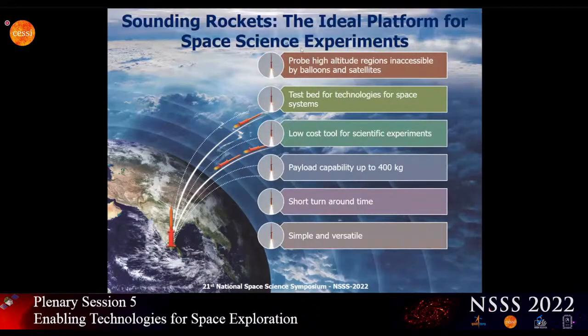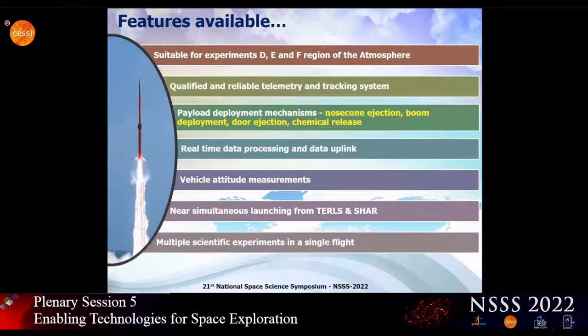Now, the sounding rockets we can offer you as an ideal platform for your space science experiments. This basically caters to altitudes which are inaccessible by balloons and satellites. Our balloons go up to around 40-45 kilometers, and this will cover from that to the near altitude of satellites, about 400 to 500 kilometers, and serve as a flying testbed for technologies for space systems. It's a very low-cost tool for your scientific experiments with payload capability up to 400 kilometers. We have very short turnaround time. They're simple and versatile, and suitable for experiments in the D, E and F regions of the atmosphere.